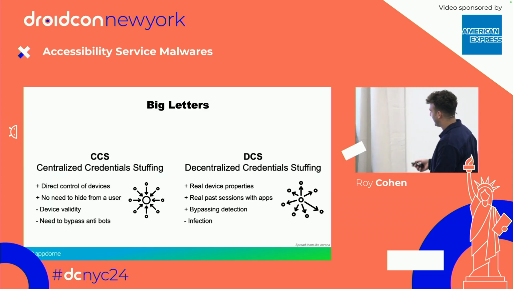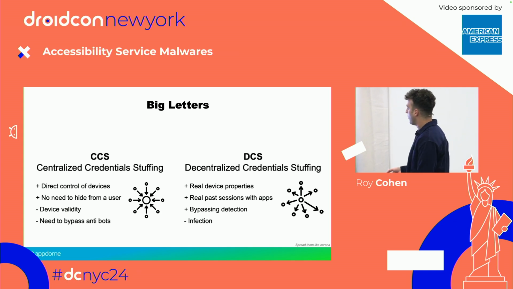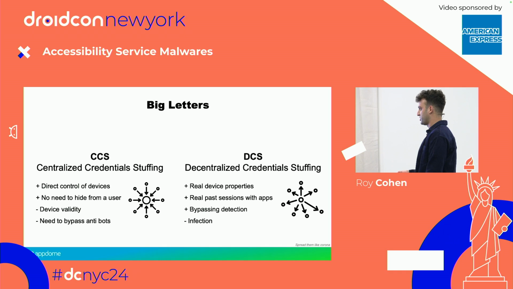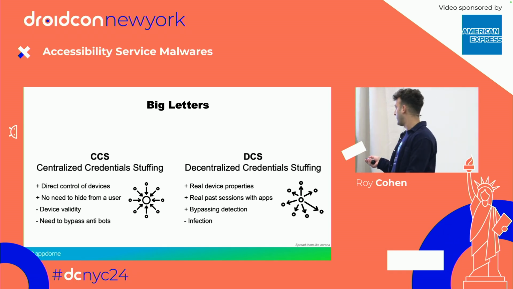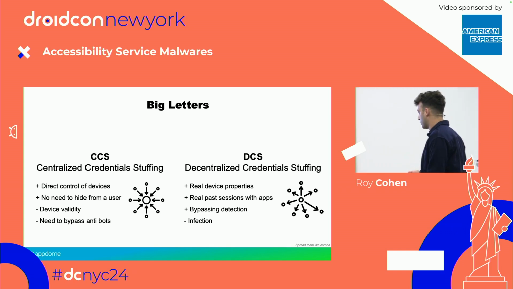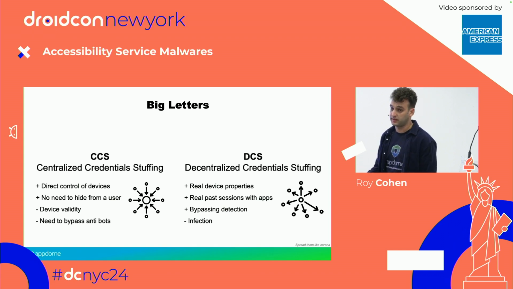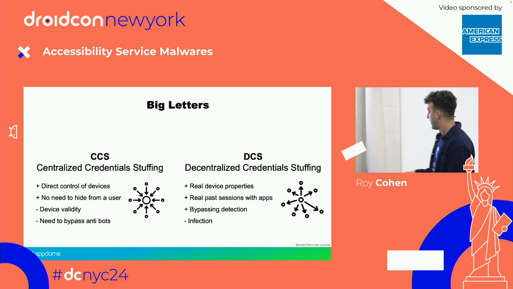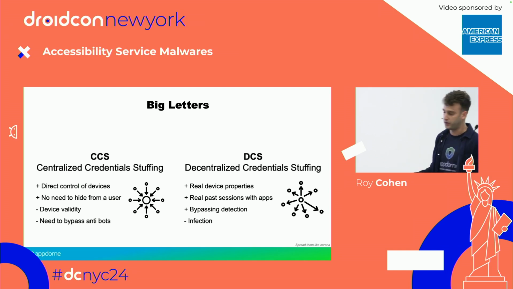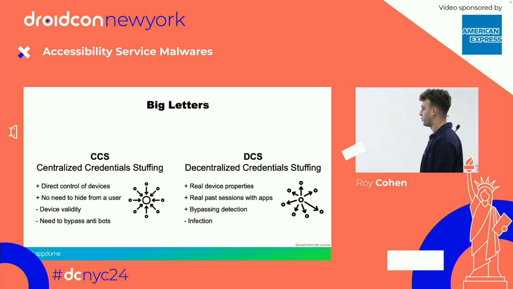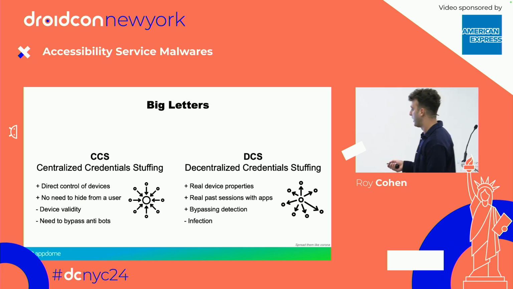All right, now about the big letters. We have two types of credential stuffing attacks: the centralized credential stuffing and the decentralized credential stuffing. We are speaking now about the decentralized one. Why? Because we have real device properties and real past sessions with the apps. We are bypassing the detection, as I was discussing earlier. The main con is the infection, which we will discuss later. It's way harder to infect a device with this kind of malware.